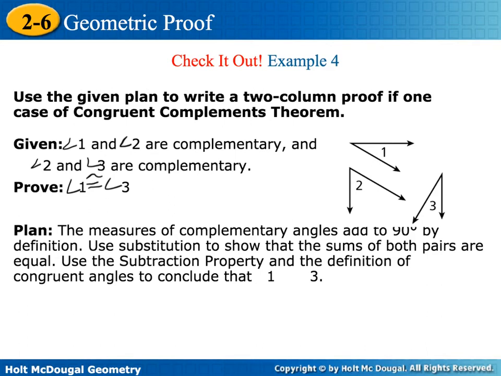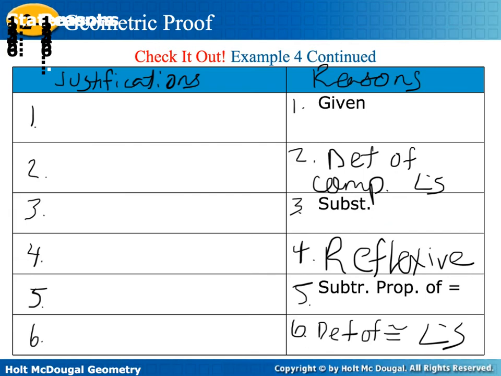Okay, so use the given plan to write a 2-column proof of one case of the congruent complements theorem. So given angle 1 and angle 2 are complementary, and angle 2 and angle 3 are complementary, prove angle 1 is congruent to angle 3. So again, they are going to give you the plan, and then they want you to fulfill the plan. The measures of complementary angles add to 90 degrees by definition. We're talking through the plan now. We're going to use substitution to show that the sums of both pairs are equal. Then we're going to use the subtraction property and definition of congruent angles to conclude that angle 1 is congruent to angle 3. So let's do that.